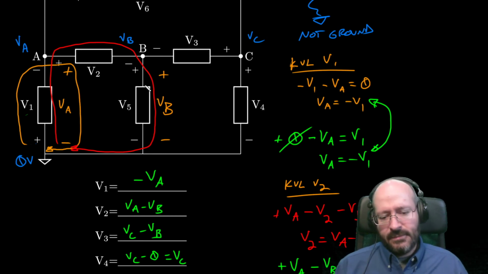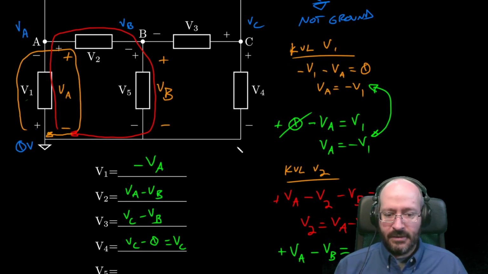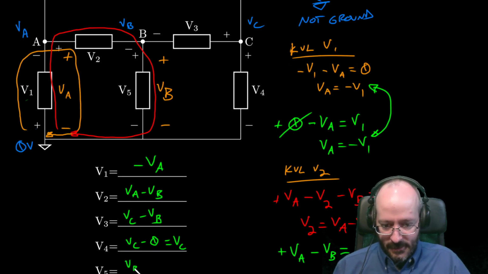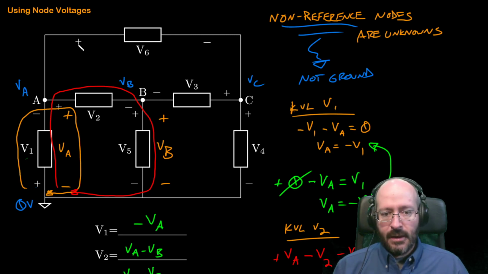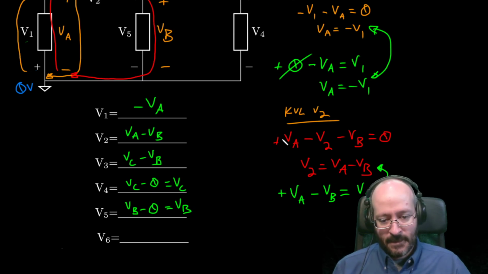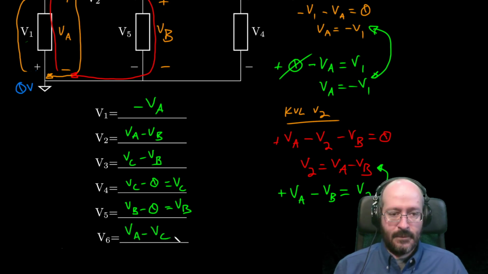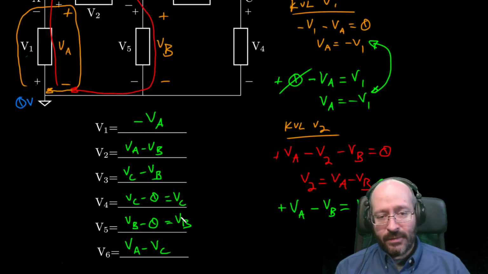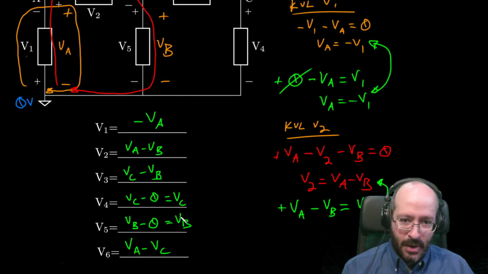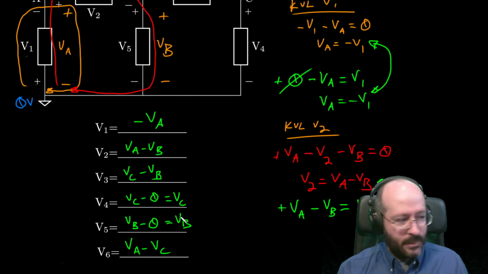Okay, V5. Same deal. VB is on the positive side, ground on the negative side, so that's just equal to VB. And then I have to scroll up. Sorry for all the scrolling. V6 has VA on the positive side and VC on the negative side, so VA minus VC. Got that right? Yep. So we've got to follow those labels. Look at how it's labeled in the problem and work from there.